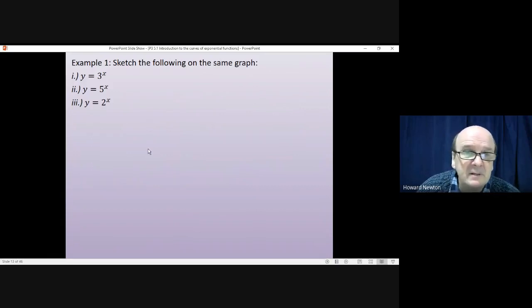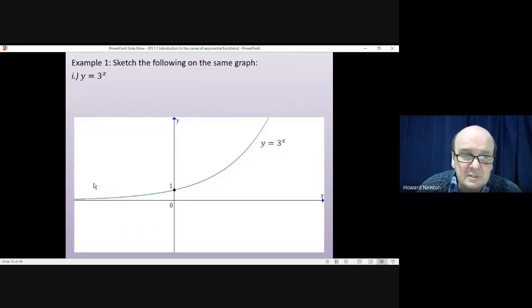Okay, let's have a look. So first of all, y equals 3 to the x. Well, you just got to get the right general shape, that's all. So it's going to head towards 0, it's going to cross at 1, and then it's going to head up like here. Any value of a bigger than 1 will give you that general shape. They all look the same.